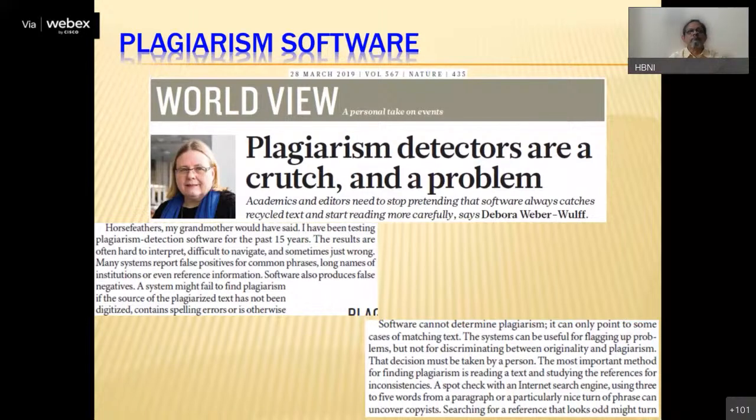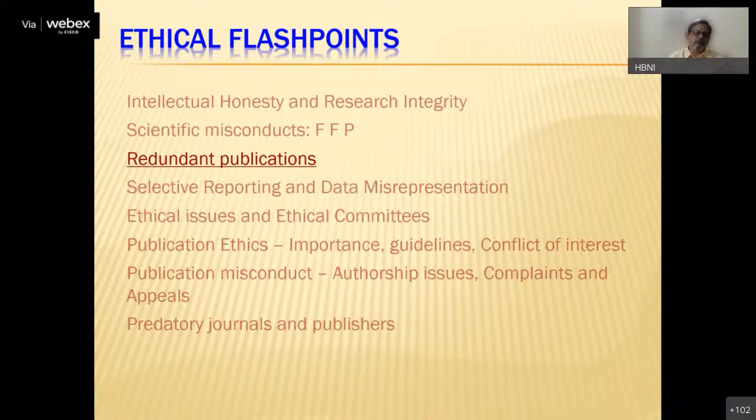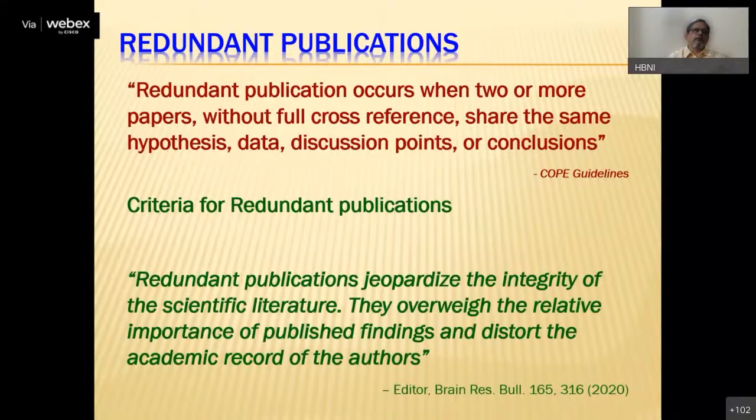Okay, now that completes my section on plagiarism. So we move on to the next point, that is redundant publications. So what are these redundant publications? Redundant publication occurs when two or more papers without full cross-reference share the same hypothesis, data, discussion points, or conclusions. This is as per the COPE guidelines.